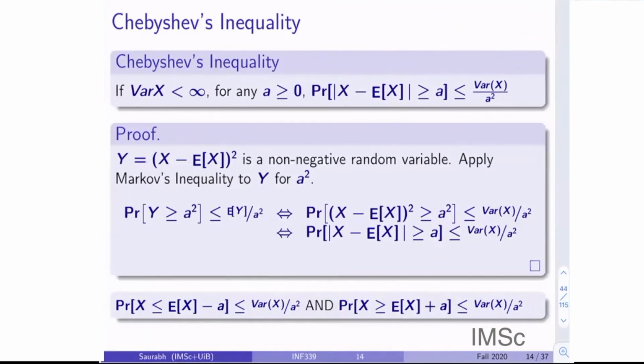So what does this imply? If I declutter this quantity, what does it mean? The probability that x is less than the expectation of x minus a is at most the variance of x over a squared. The probability that x is greater than the expectation of x plus a is also bounded by this. If you declutter this, this is exactly what this quantity means.